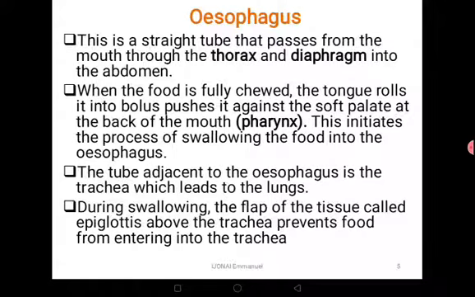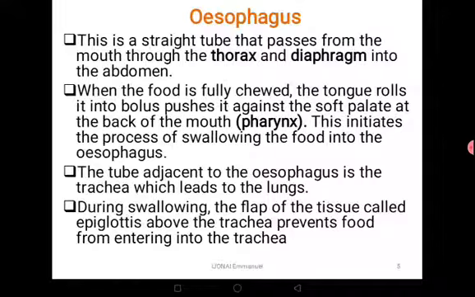Then we have the esophagus. After the mouth, we enter into the esophagus, sometimes called the gullet. This is a straight tube that passes from the mouth through the thorax and the diaphragm into the abdomen. As you saw in your diagram earlier, it's a long tube that runs from the mouth through the thorax into the stomach.